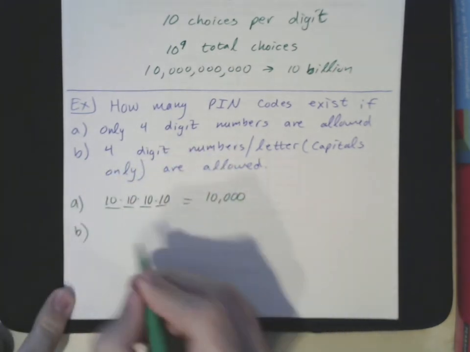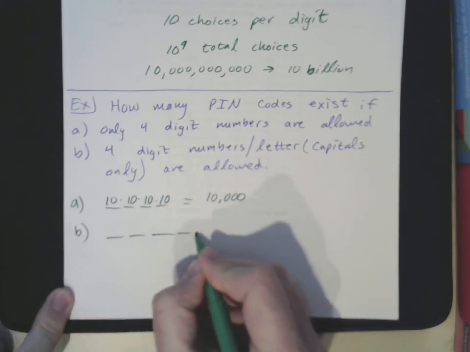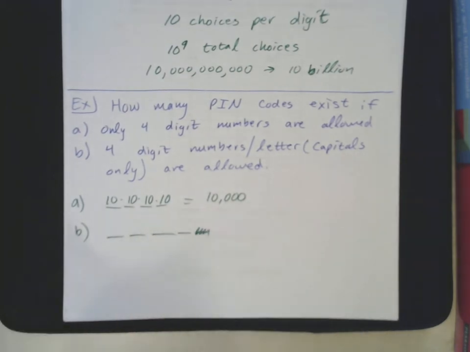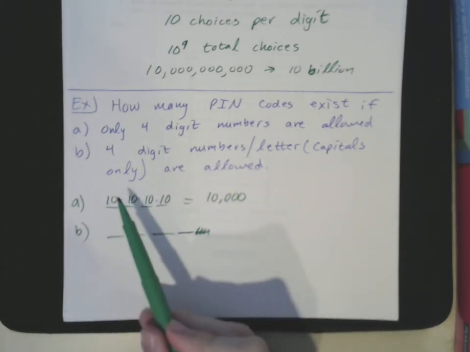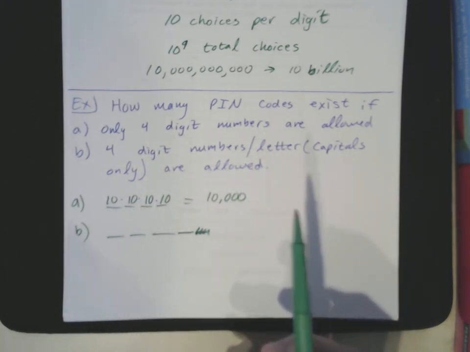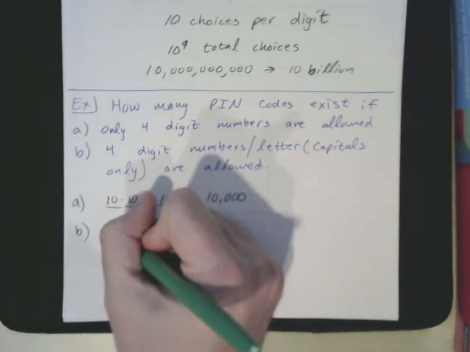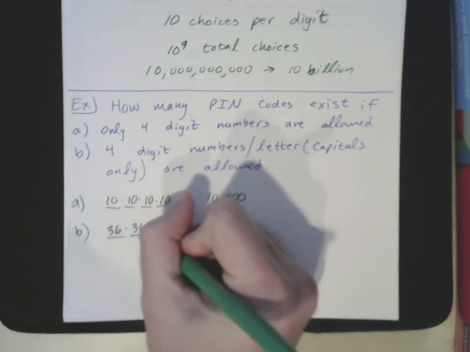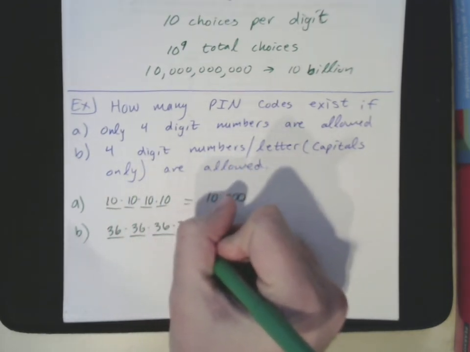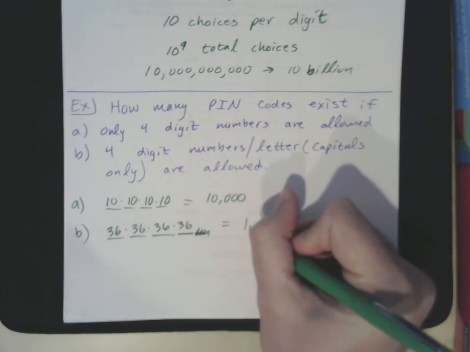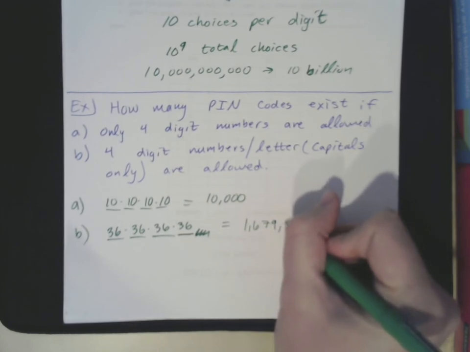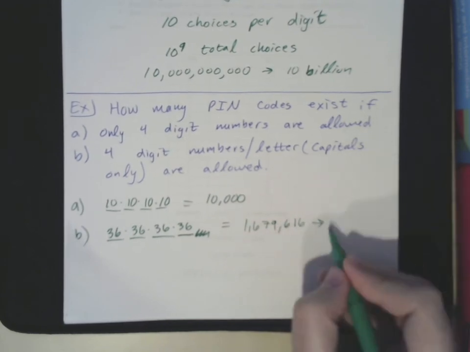So now if we allow, I can count 4 digits, and we can have any of the 10 numbers, 0 to 9, and any of the capital letters, A to Z. That's 36 choices for each option. And that gives us 1,679,616. Well, that's a lot better.